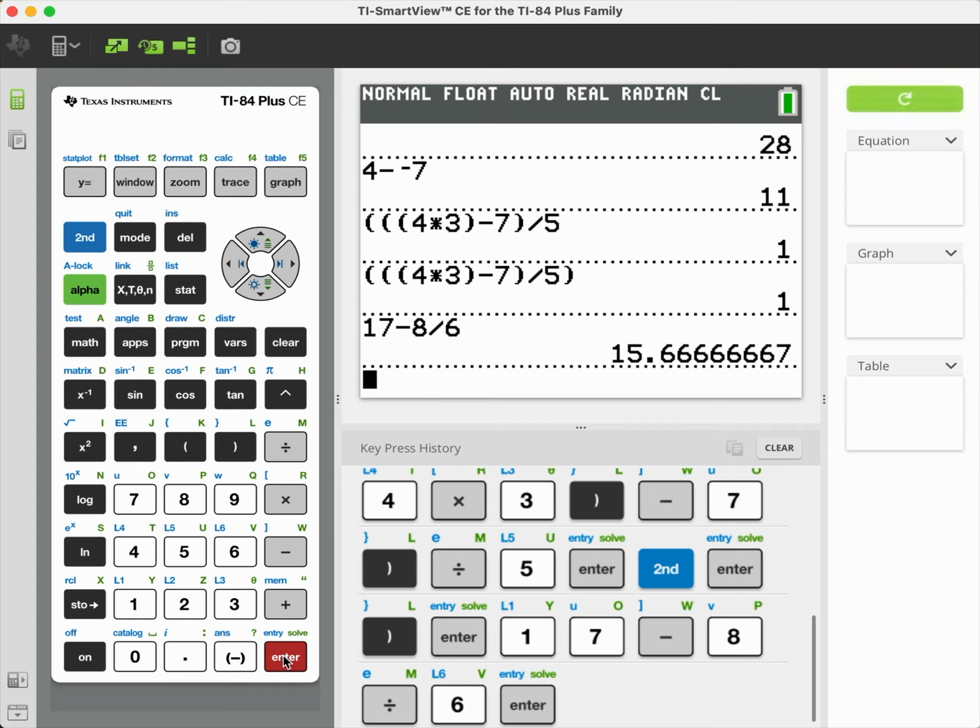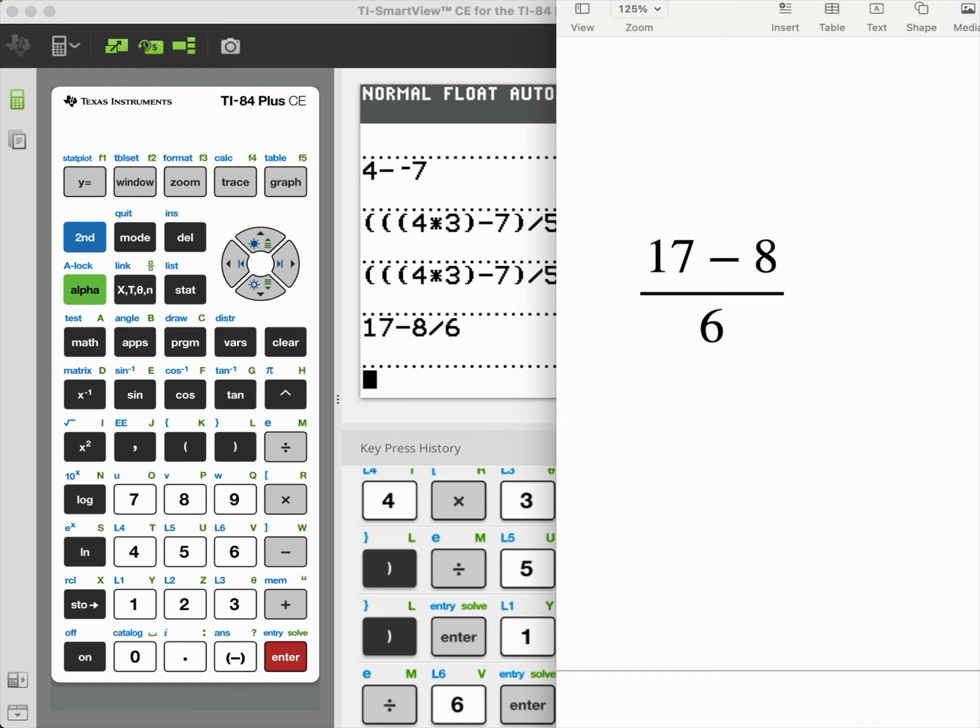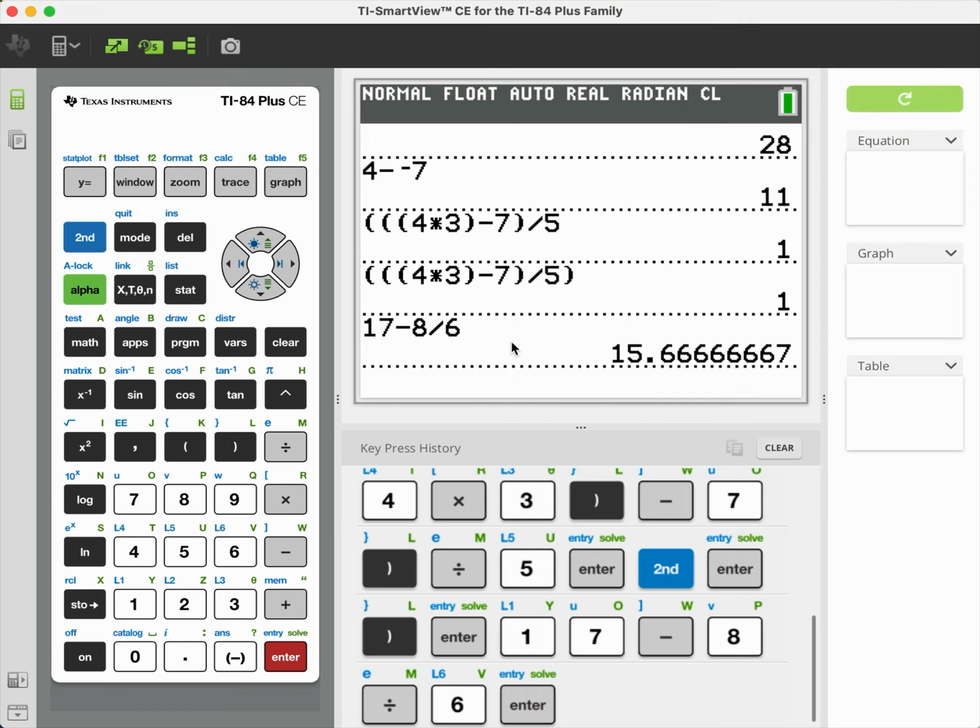Well, what happened? Your calculator knows the order of operations, but what you must remember is that in a fraction with lots of things on the top or lots of things on the bottom, the fraction bar acts like a grouping symbol. You must supply the grouping symbol. So let's talk about how to do that here.